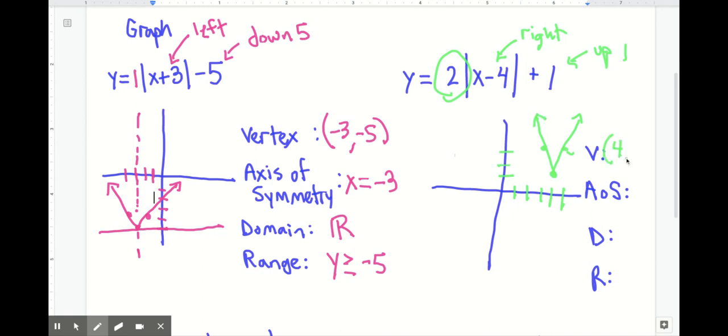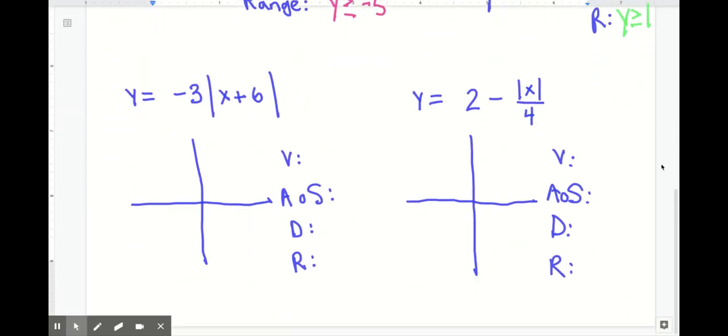Vertex on this picture is 4, 1. Axis of symmetry is x equals 4. Domain, all real numbers. And my range is going to be y is greater than or equal to a positive 1. So not so scary once you learn the basics.